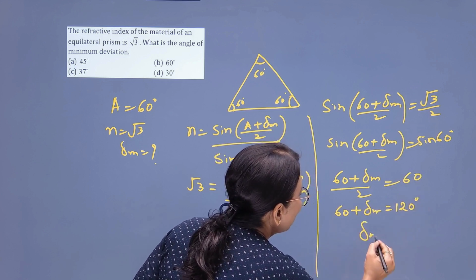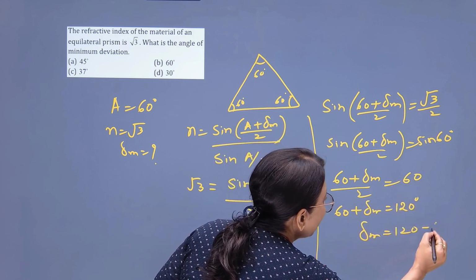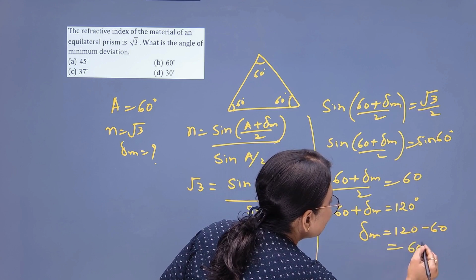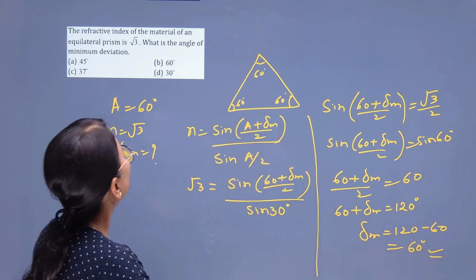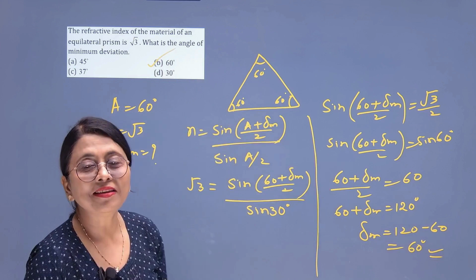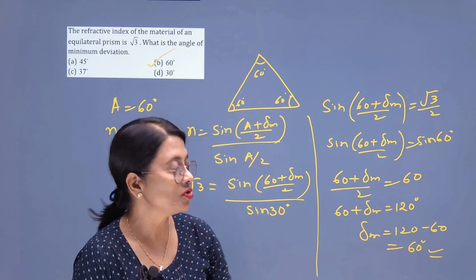Or we can write del m is equal to what? 120 minus 60 is 60 degree. So the answer will be 60 degree. Tick it in 60 degree. One more question.